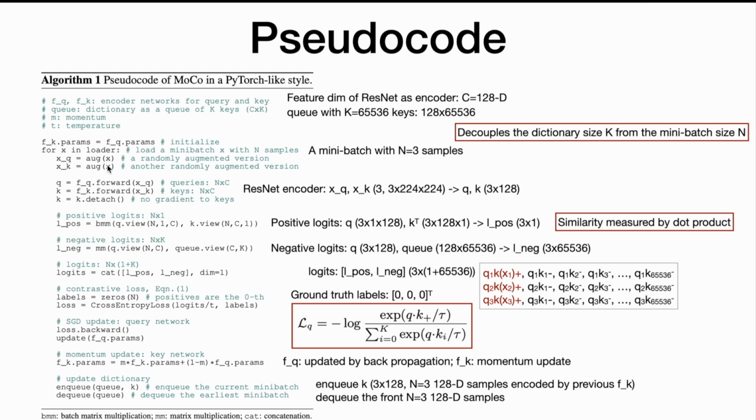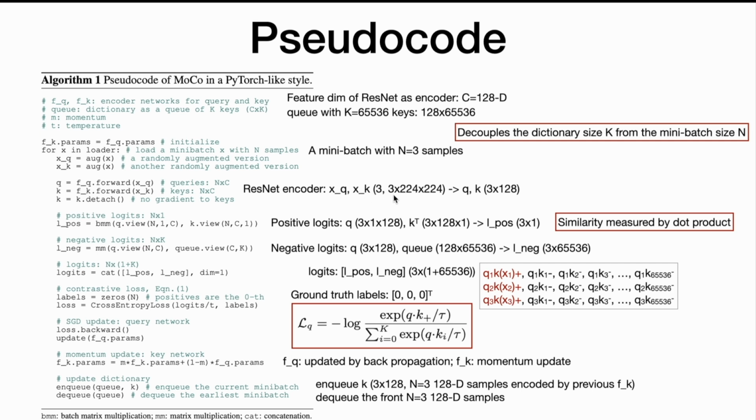Then after we load a data sample, we apply two versions of random augmentation to the same input. Then we get the query and the key, two versions of the same input data. We feed these two versions through the query network and the key network respectively, then get the encoded query and the encoded key.